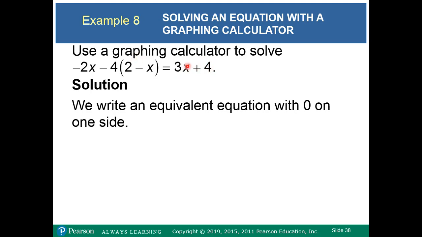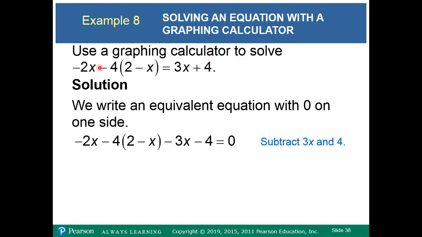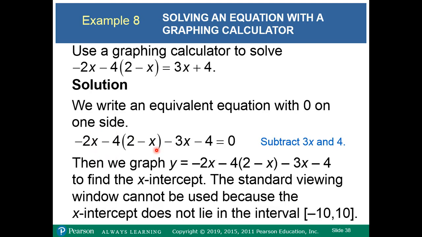Or, in other words, we don't even need to graph this, because if it's equal to 0, all we're going to do is look for where this resultant function crosses the x-axis. Okay, so that's where we're going. We're going to move everything over. Okay, so now we have this. Now we're going to simplify this, right? We want to distribute and add like terms, and then set it equal to 0.